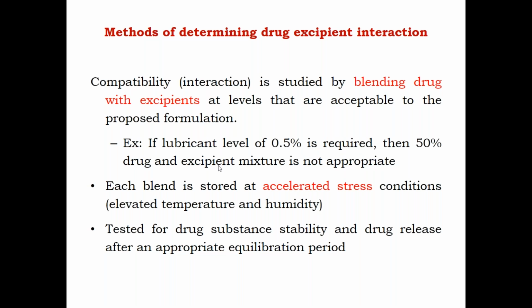For example, just one example has been quoted here. If a lubricant level of 0.5% is required, then a 50% drug and excipient mixture is not appropriate. When you know that the lubricant level used is such a low concentration, hardly 0.5%, then I cannot add more drug or more excipient and try to carry out the study. So I need to keep the ratio in mind also.